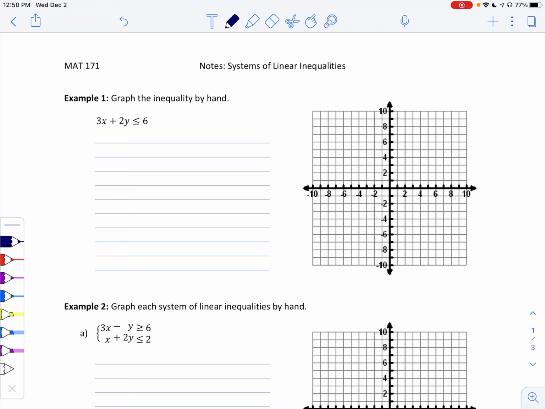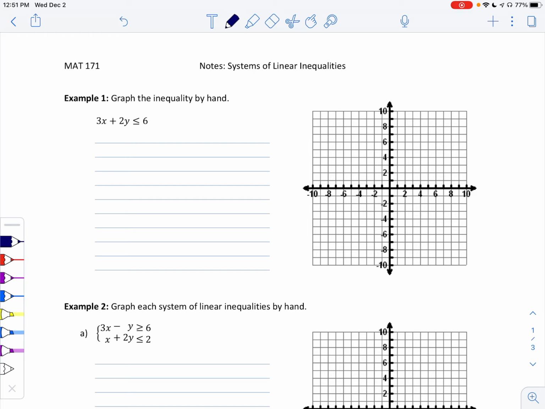The last topic we're going to look at in this unit is systems of linear inequalities. So instead of just looking at solving equations or systems of equations, we're going to look at inequalities, and the way that we're going to do these is by graphing. The first one I want to look at isn't a system of inequalities, it's just a simple inequality. And I just want to help you get the idea of what we're going to be doing with these.